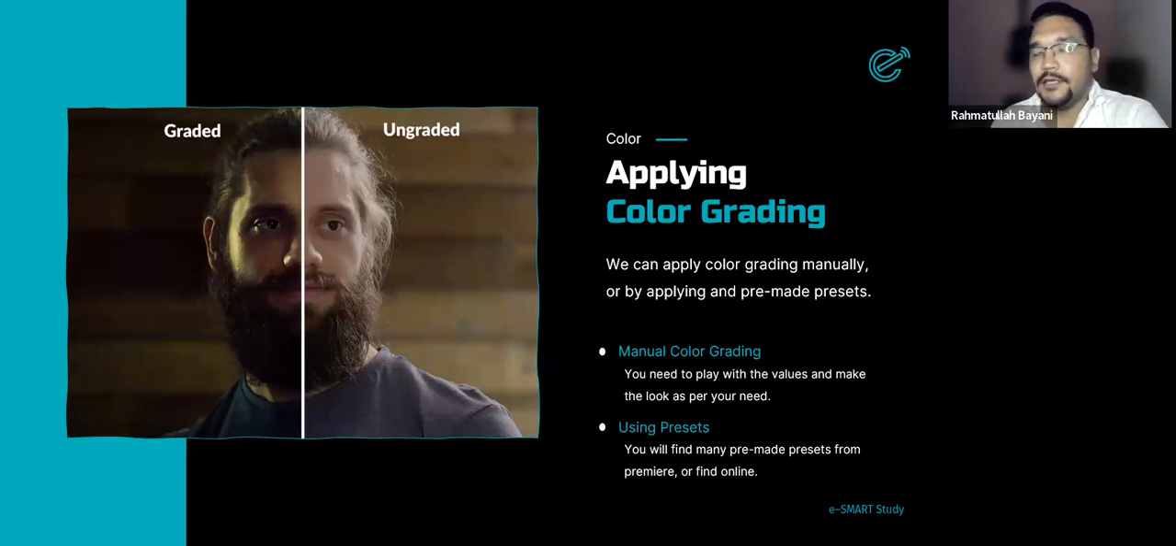So there are two ways of applying color grading. One is manual, and one is using the many presets that we have. The process for manual color grading is the same as the color correction process. We are doing the same thing, but maybe the intention or the concern is a little bit different, or the standards are a little bit different. And there is another way, using presets. There are a lot of presets, and you can use most of them as you wish.